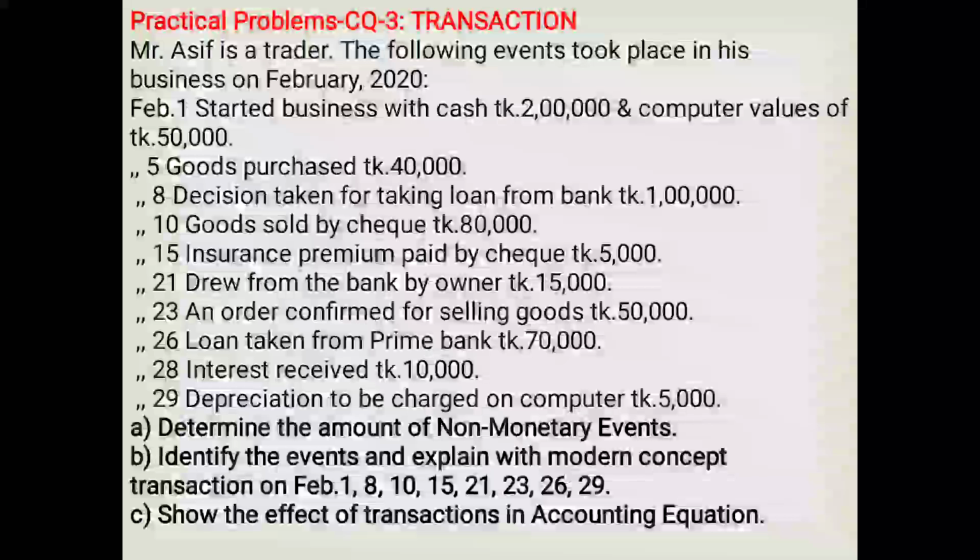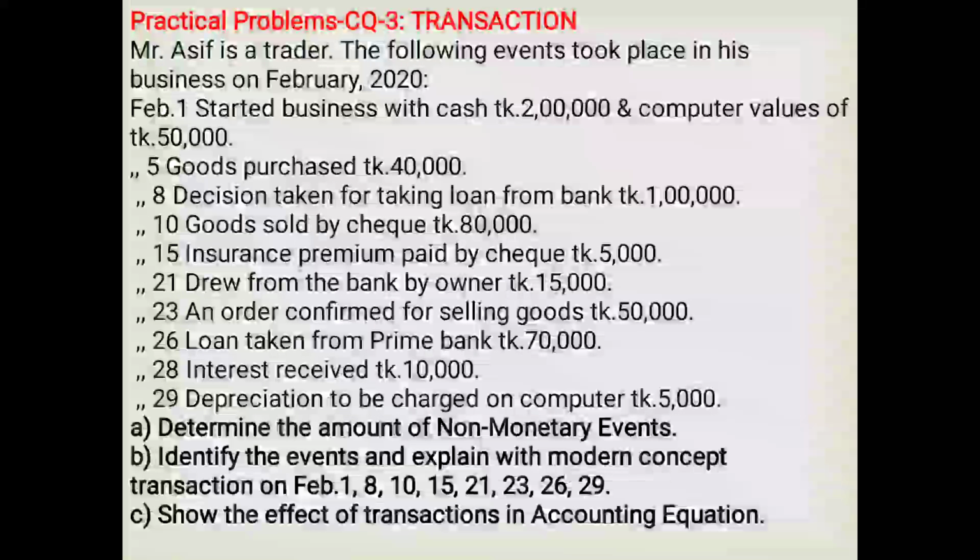Mr. Asif is a trader. The following events took place in his business in February 2020. February 1, started business with cash taka 2 lakh and computer valued at taka 50,000. This event is a transaction. February 5, goods purchased. This event is a transaction. February 8, decision taken for taking a loan from the bank. This is not a transaction.